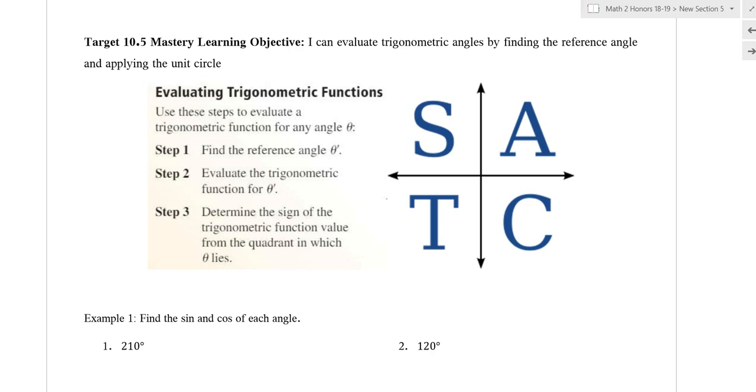Those have to be memorized, and this is why we can use those to find our trig values of any really special angle not in the first quadrant. Okay? So, our steps for finding trigonometric functions. Find the reference angle, which we call theta prime, and then evaluate the trig function. So if it's sine and your reference angle is 30, find the sine of 30. And then your last step is just to determine the sign of the trigonometric function from the quadrant.